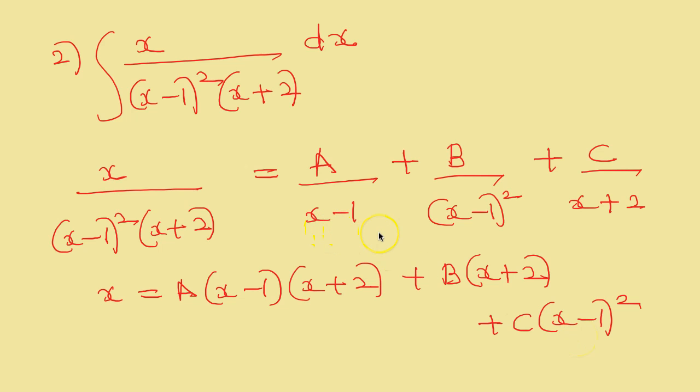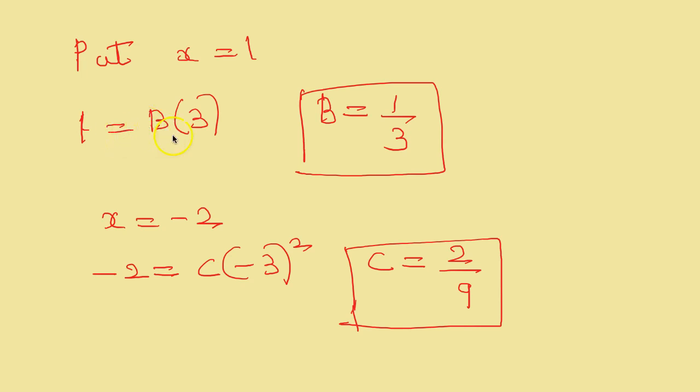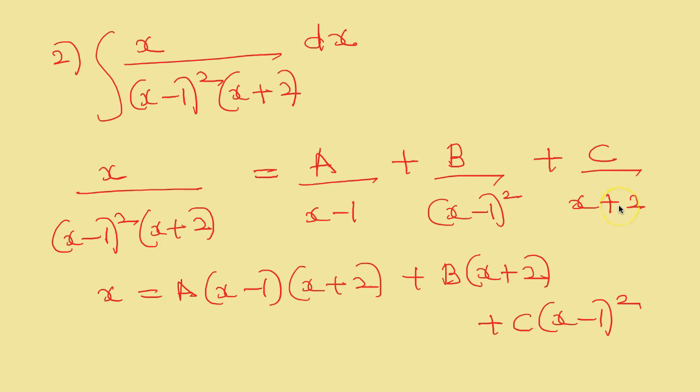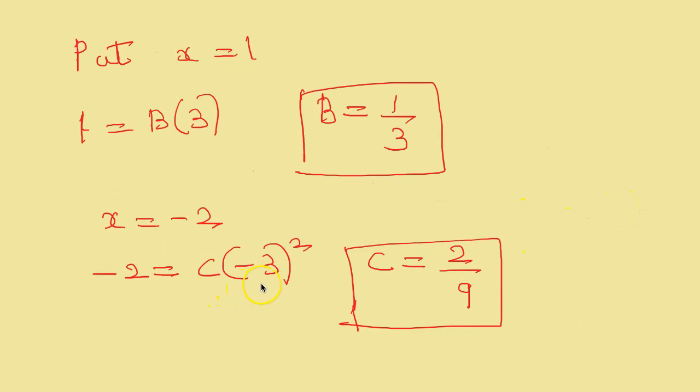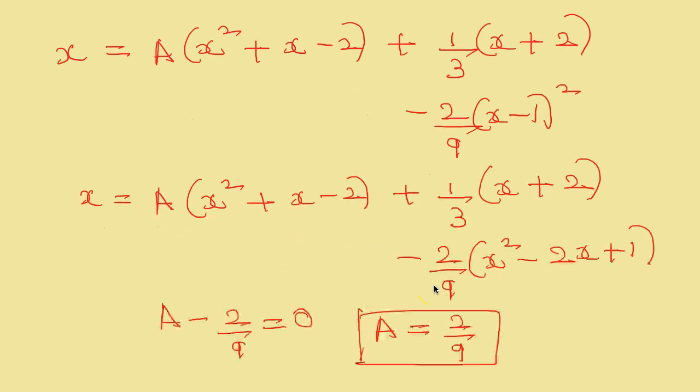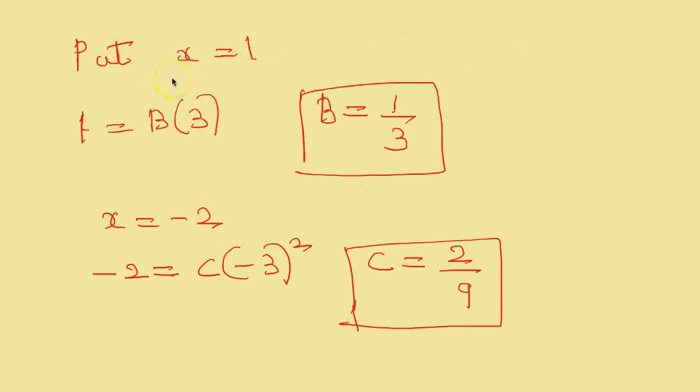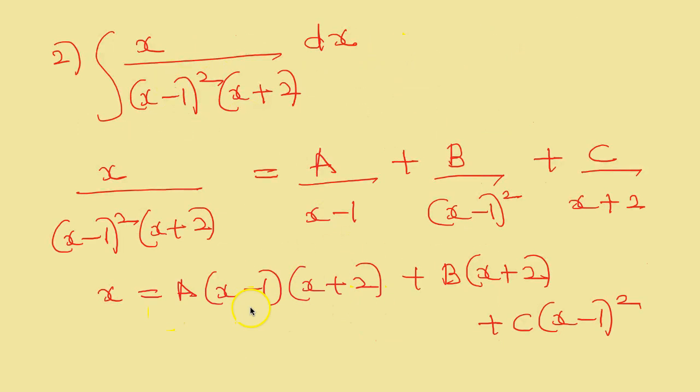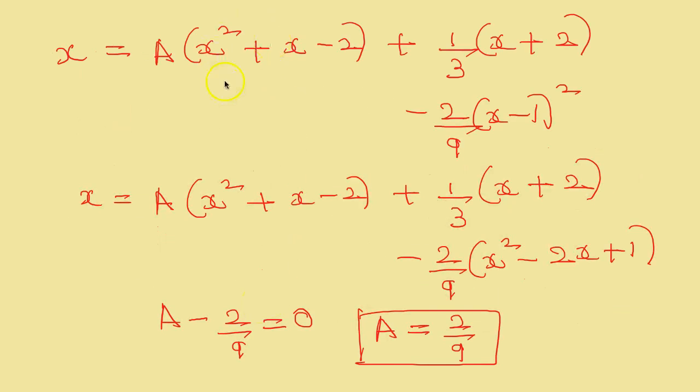To find b, put x equal to 1. So I get 1 equal to b into 3, or b is 1 by 3. Again put x equal to minus 2. So I get minus 2 equal to c into minus 3 squared, or c is minus 2 by 9. And now we expand the earlier expression, so we get x equal to a into x squared plus x minus 2 plus 1 by 3 into x plus 2 minus 2 by 9 into x minus 1 the whole squared. These are the values of b and c.